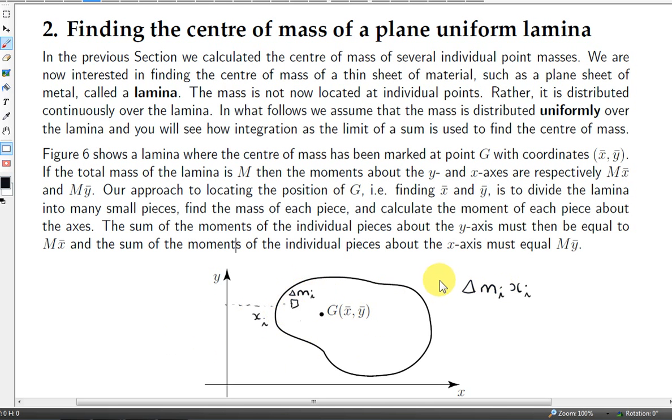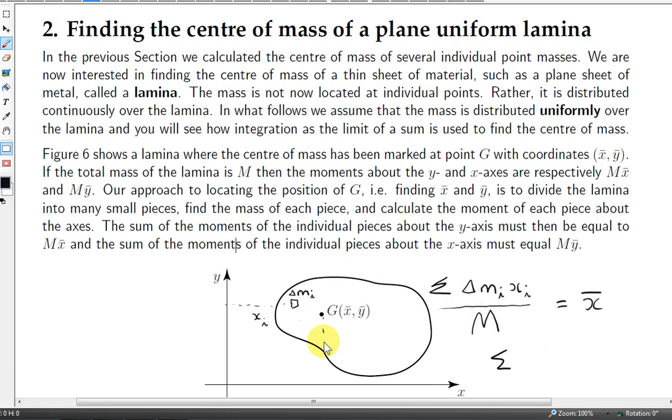So we would have to sum all of these, and then we have to divide by the sum of all the little mass elements. Well, of course, the sum of all the little mass elements is just the mass of the lamina, and if the mass of the lamina is big M, well, this is what we get. So this will give us the x coordinate of the center of mass. That's x bar. Of course, we have a similar formula for y bar.